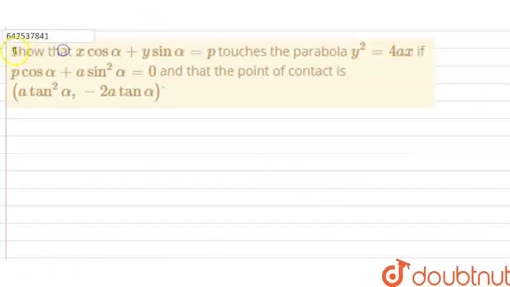Hello everyone, in this question, show that x cos alpha plus y sin alpha is equal to p touches the parabola y square is equal to 4ax if p cos alpha plus a sin square alpha is equal to 0, and that the point of contact is a tan square alpha comma minus 2a tan alpha. So first write down the given information.